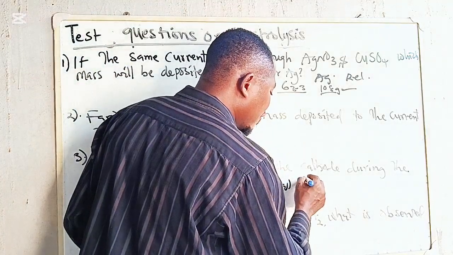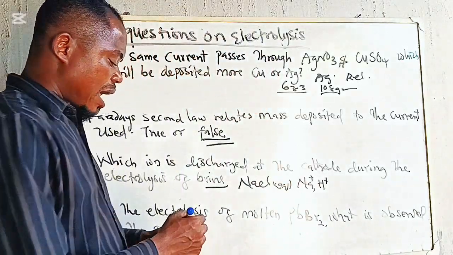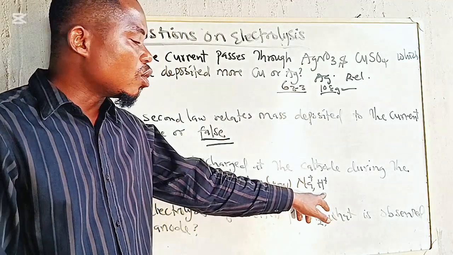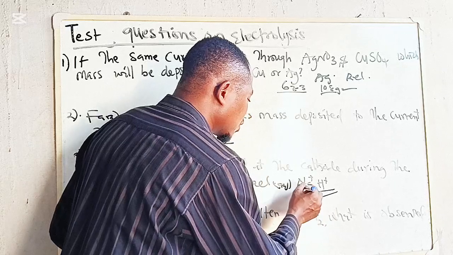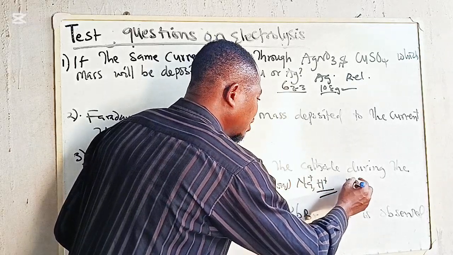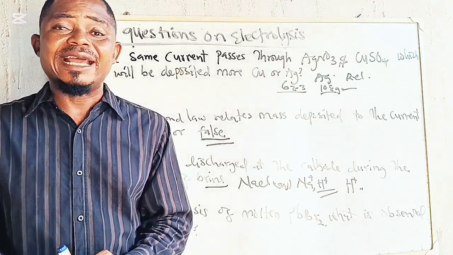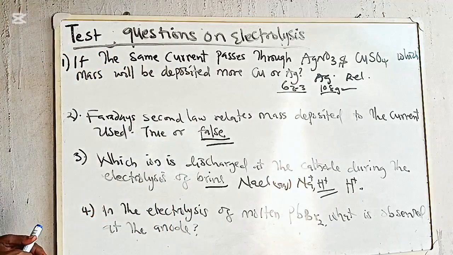In solution, you have sodium ion and hydrogen ion. And hydrogen, being less reactive or lower in the electrochemical series compared to sodium, will be discharged in preference to sodium. So hydrogen ion is what will be discharged, and hydrogen gas will be liberated at the cathode. Did you get that right? All right, let's move to the next question.